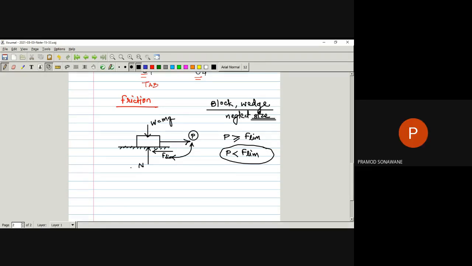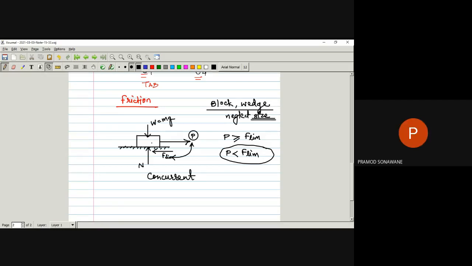Concurrent. Yes, obviously it will be a concurrent force system, because all these forces we will consider as acting on a single point. Your body or your crate or your block or your box is a single particle. It will be a particle analysis. Is it clear? Yes, ma'am.